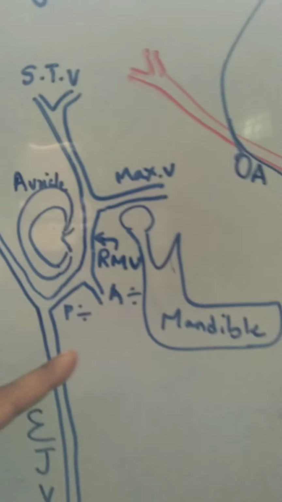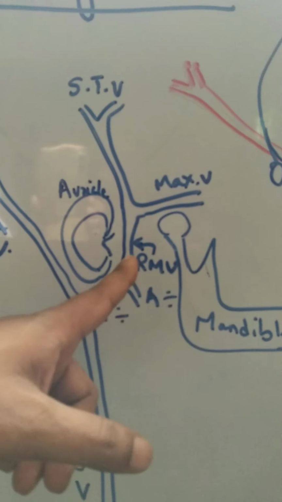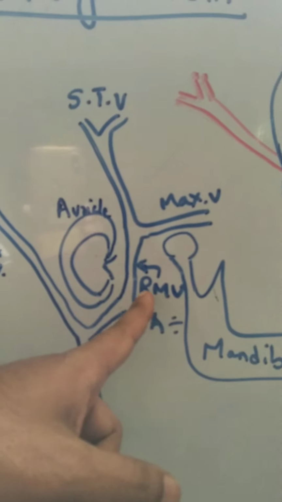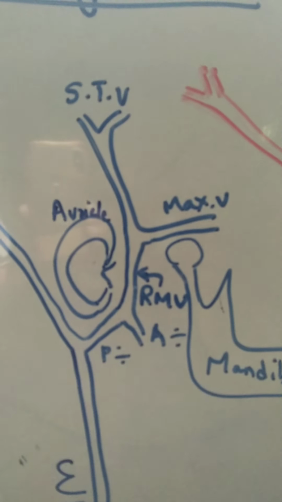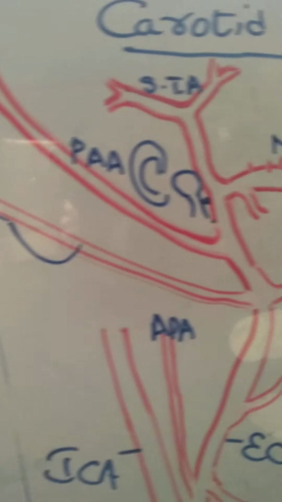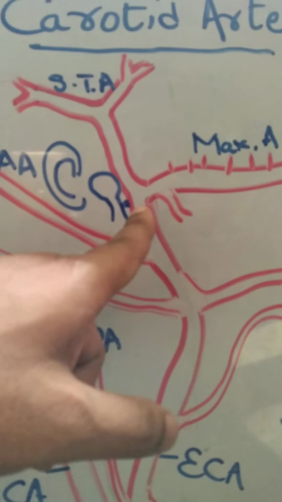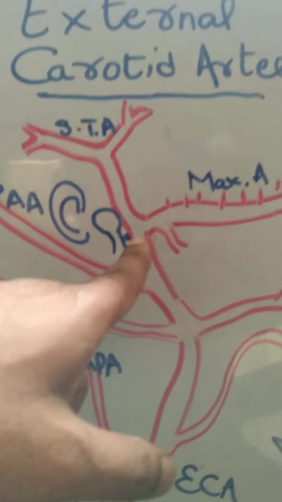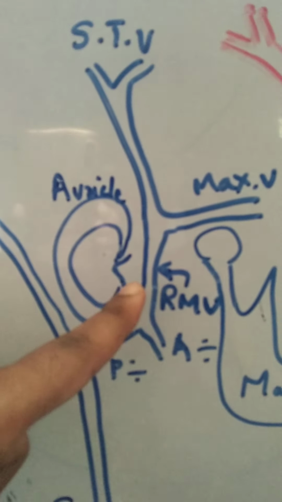Instead, it is behind the mandible. See, you can see the mandible. It's behind the mandible and within the parotid gland. This behind means retromandibular vein. So the partner for this external carotid artery in the area of the mandible within the parotid gland is not external carotid vein. The partner for external carotid artery will be called retromandibular vein.